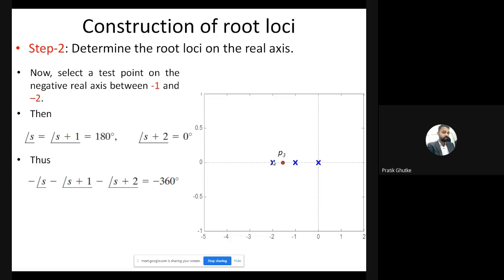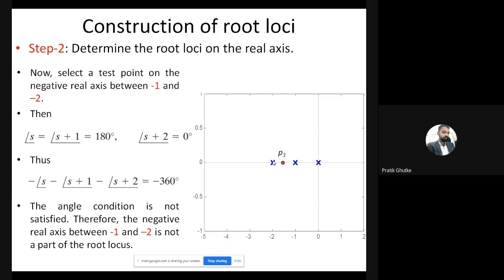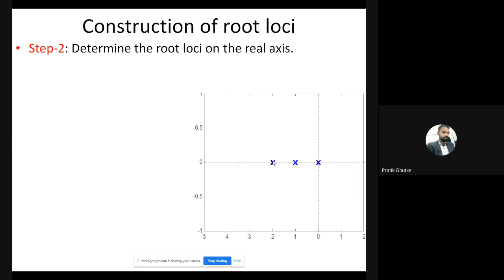For the angle condition to be satisfied, the summation of all the angles should come to minus 180 degree. Then only the condition is satisfied. In this case, my summation of all angles is coming to minus 360 degree. Therefore, it is not valid. Therefore, the angle condition is not satisfied in this case. Why? Because the point is also lying in the non-root locus region, and also the summation of all the angles is coming to minus 360 degree, which is not justifiable. Thus, there does not exist a root locus between the points minus 1 and minus 2. It is not a part of the root locus.